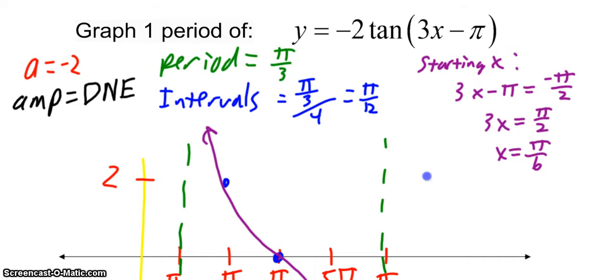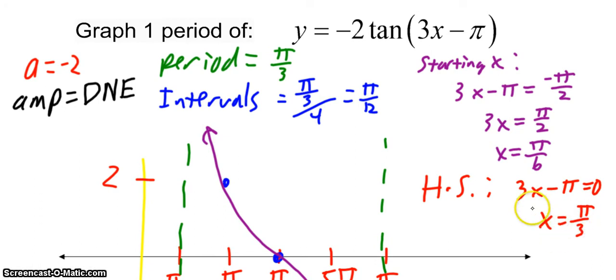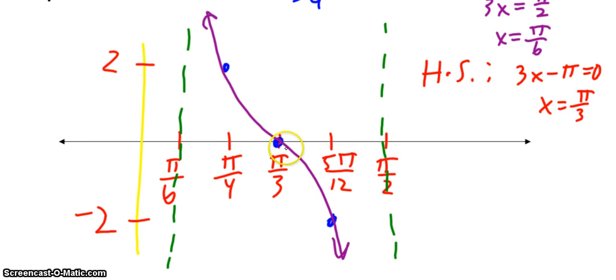So we would set, horizontal shift, we would set 3x minus pi equal to 0 and x equals pi thirds. So our horizontal shift would be pi thirds. Notice that for tangent, that is the middle of the period. Again, for sine and cosine, the horizontal shift is where we start. Tangent is unique.